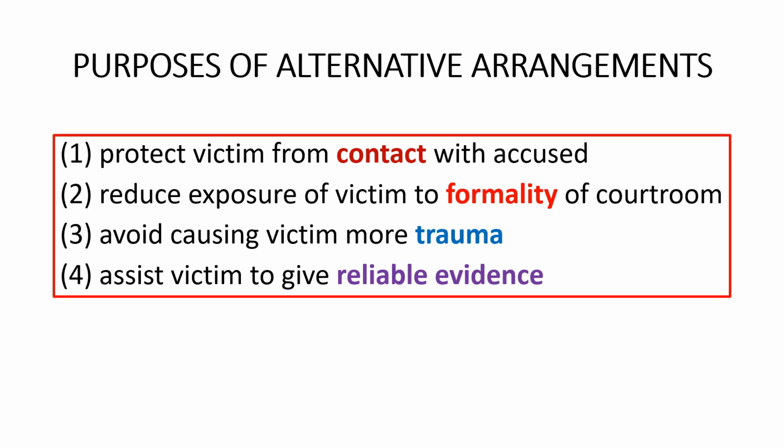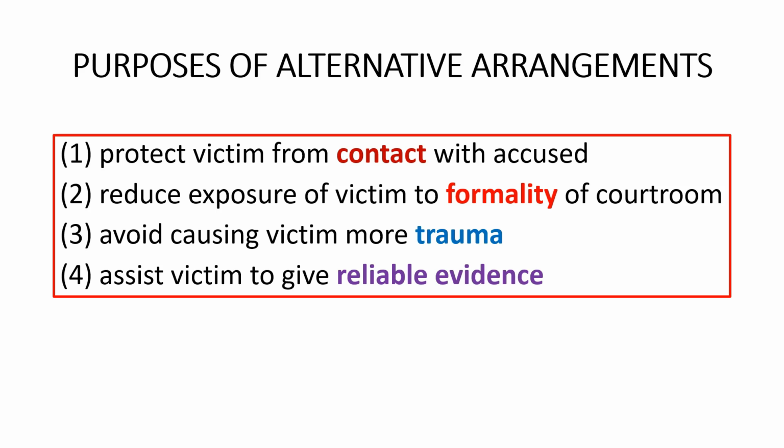The second purpose of alternative arrangements is to reduce the exposure of the victim to the formality of the courtroom. As we've said on a number of occasions, courtroom procedures are very unfamiliar to most people. In fact, it's probably only lawyers who are quite familiar with courtroom procedures. As a result, victims are likely to find courtroom procedures quite intimidating. There's a judge who sits up the front on a bench wearing a wig and a robe. There's a jury that's observing proceedings. And there will be at least 2 lawyers, the lawyers for the prosecution and the defence, probably also dressed in wigs and robes, who ask the victim questions.